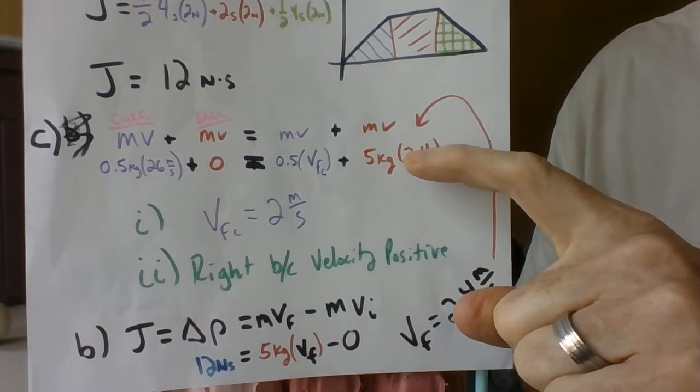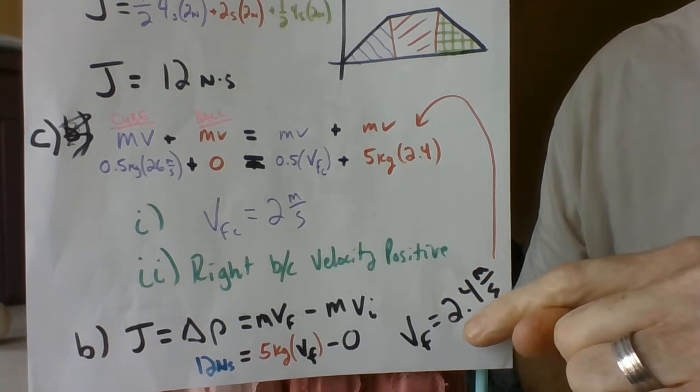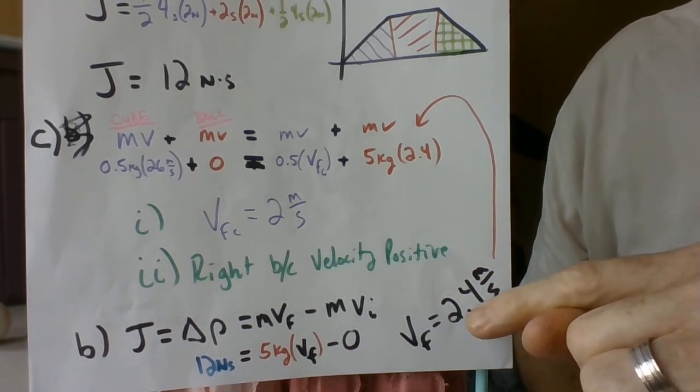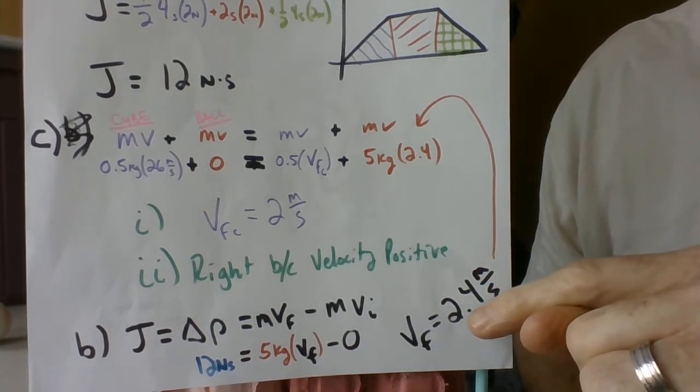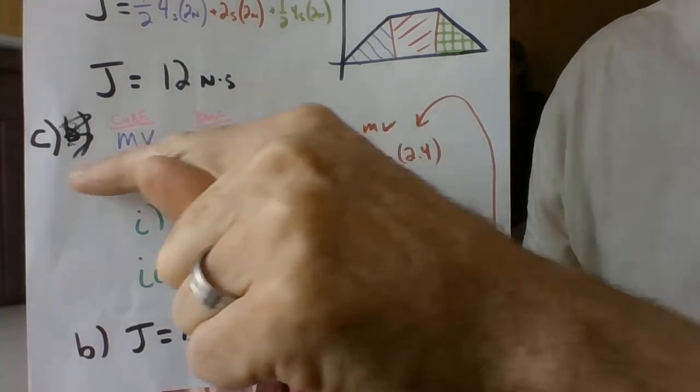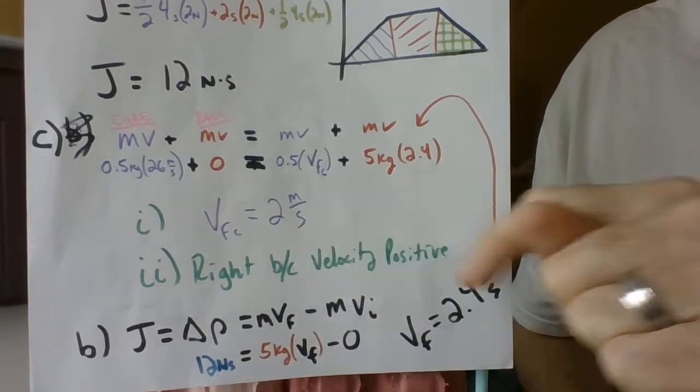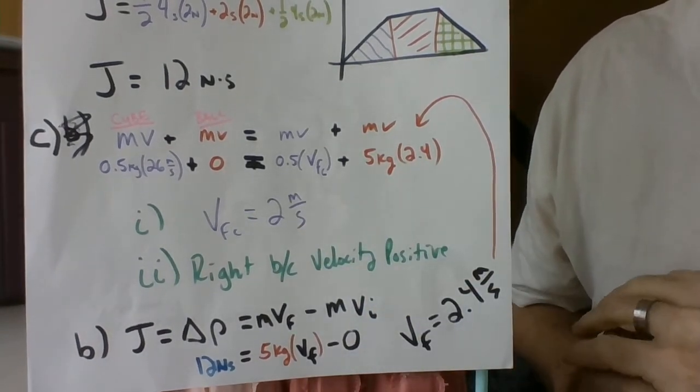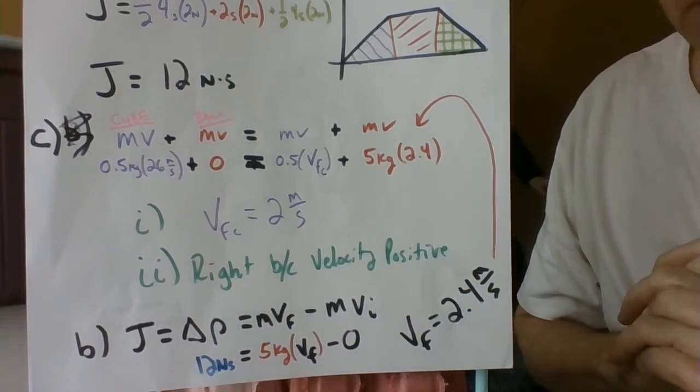We chuck that 2.4 in there, so that's how fast the ball, the sphere, is moving. So from that, now we've got all but one variable, and we can figure out how fast the cube is moving. Good old 2 meters per second.